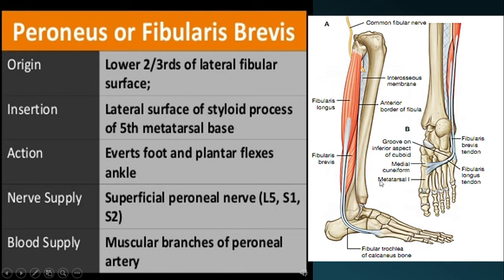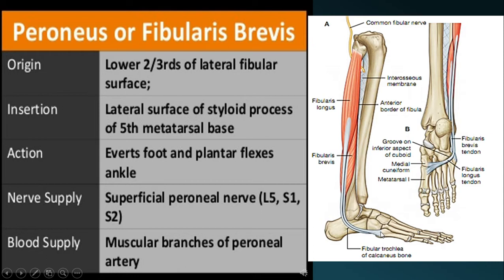The deep muscle is fibularis brevis, which is taking origin from the lower part of lateral surface of fibula. Here, it lies deep to the fibularis longus muscle, and then its tendon lies deep to the fibularis longus tendon behind the lateral malleolus. It is in direct contact with lateral malleolus and separates the lateral malleolus from the fibularis longus tendon. Then it is going to pass over the trochlea of calcaneus bone and is inserted on the dorsolateral or posterolateral aspect of the base of fifth metatarsal.